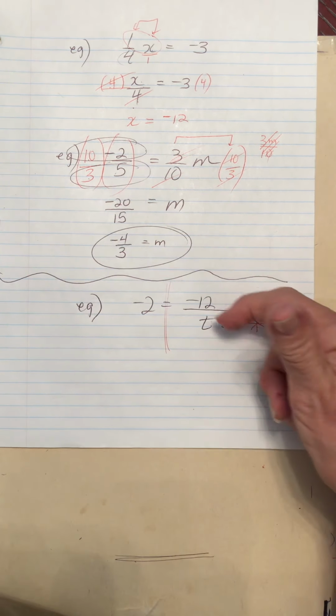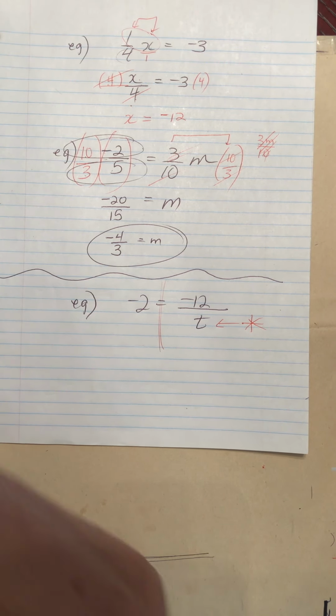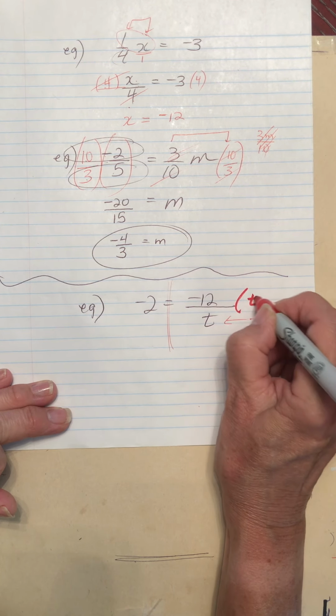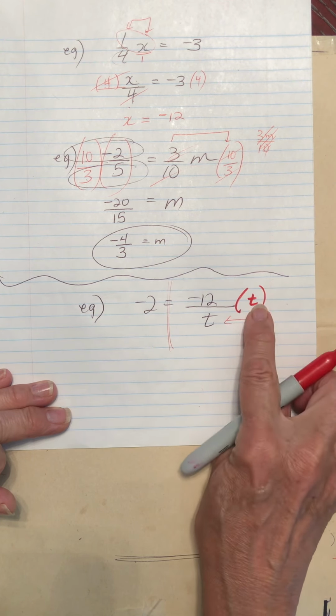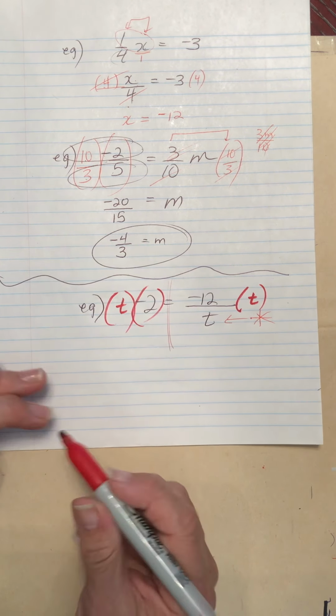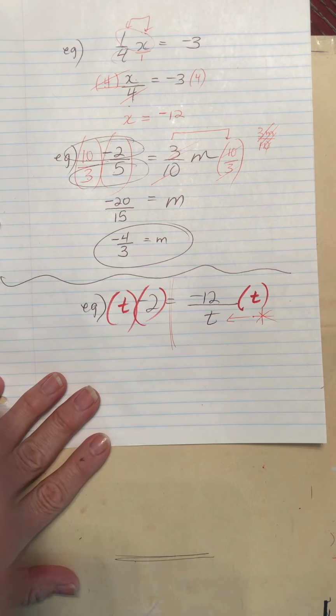So what is happening right now? I have a divided by t. I don't want to be dividing by t. I want that t in the numerator. So how can I get rid of a divided by t? Times by t, because they'll cancel. But if I did it on that side, I'm going to have to do it on this side as well. So what we did with numbers, we can do with letters.